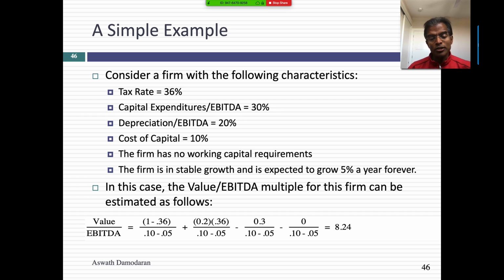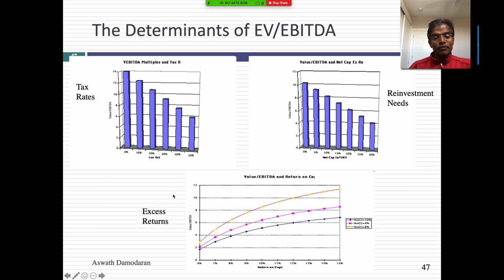But here, the reason I did this is to ask some what if questions. Here's the first what if question. What would happen to that EV to EBITDA if my tax rate were different from 36%? So the answer is easy. As my tax rate goes to 40 or 50%, my EV to EBITDA goes from 8.24 down to less than 6. Doesn't make it cheap, it's just the tax rate went up. If my tax rate was 0% in this company, my EV to EBITDA would be close to 14. So high tax rate companies will have low EV to EBITDA multiples.